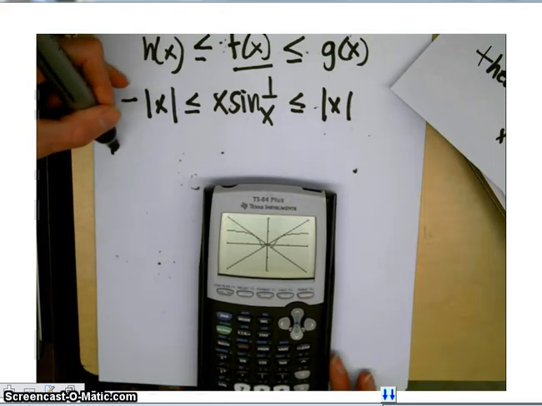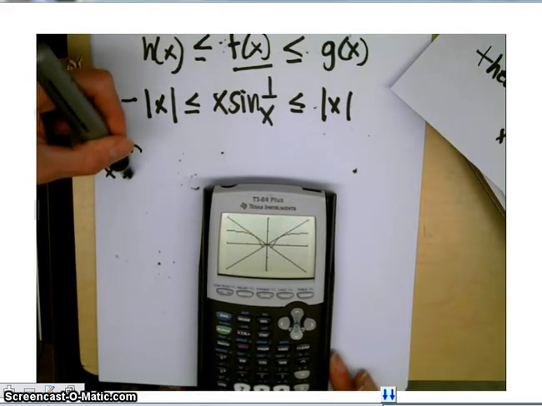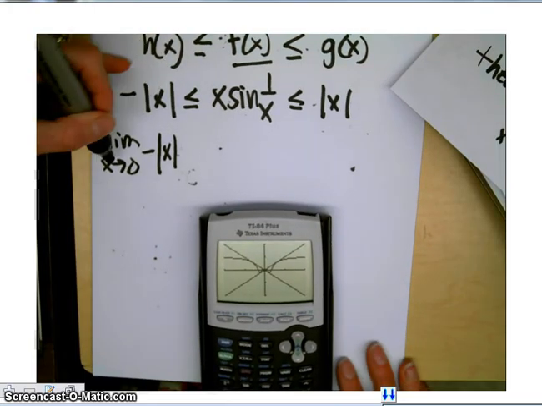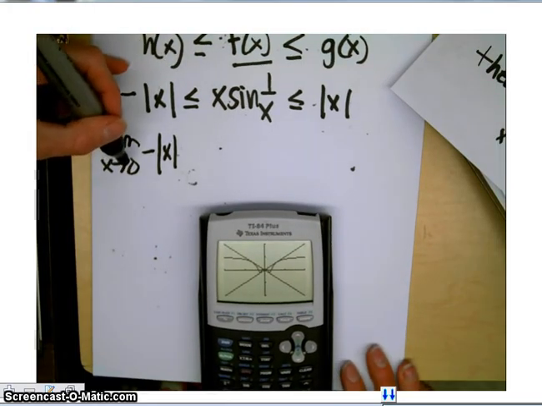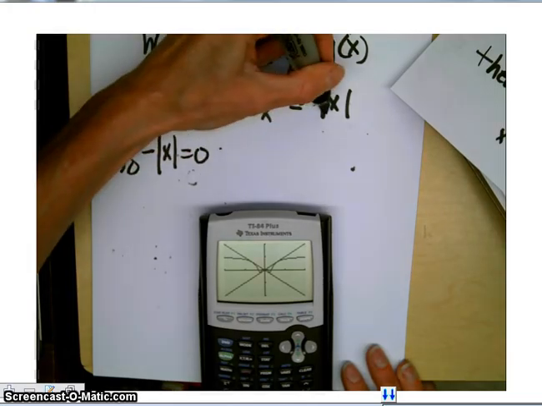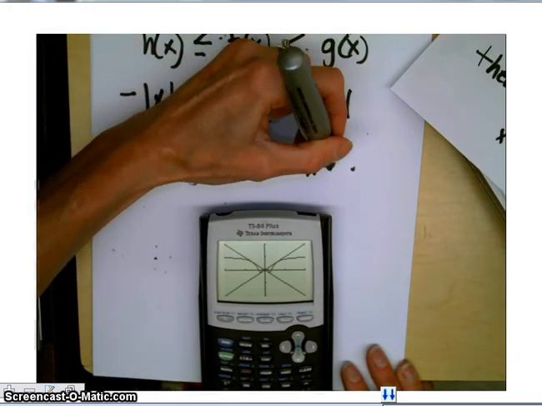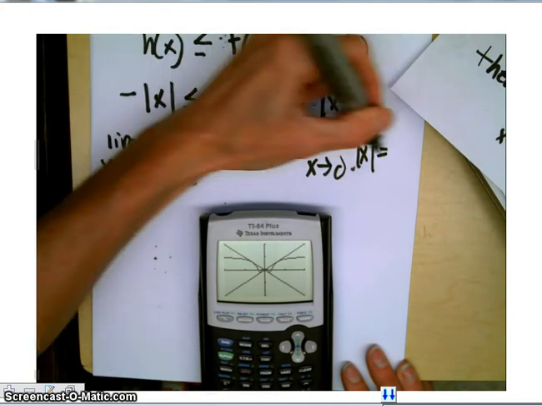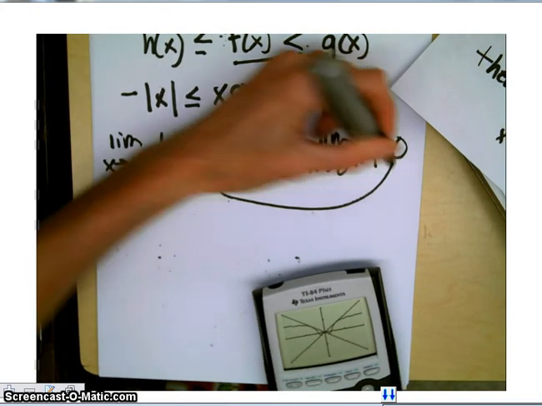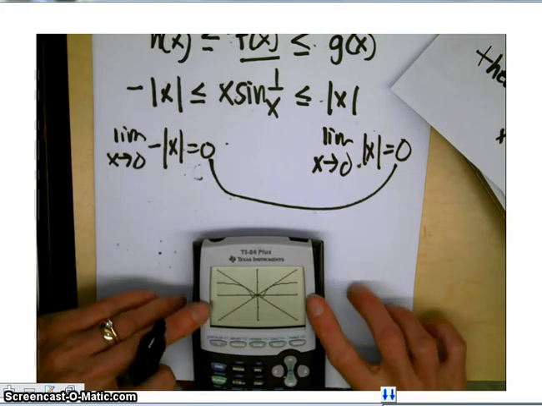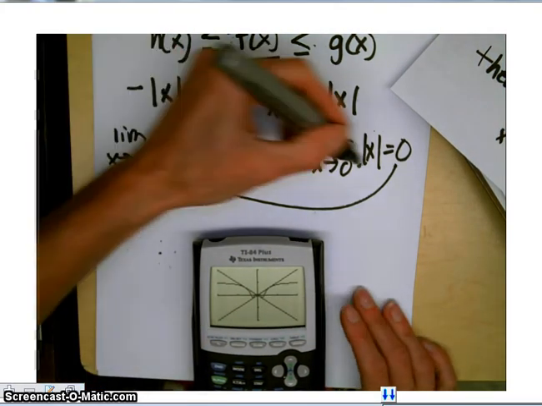What is the limit as x goes to 0 of negative absolute value of x? Can you use direct substitution? It is 0. And this one, the limit as x goes to 0 of absolute value of x is also 0. They are the same. And would you agree, looking at the graph, that this function is squeezed directly in the middle of those two? And they both have the same limit?